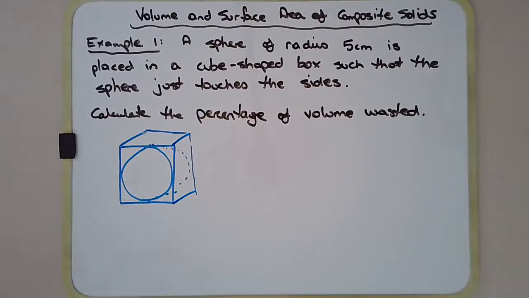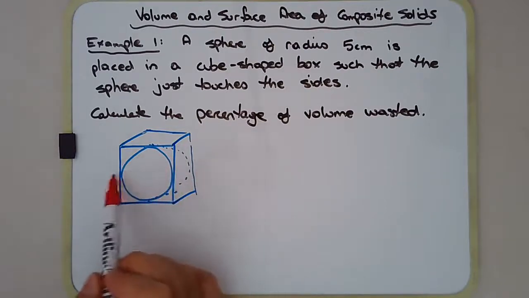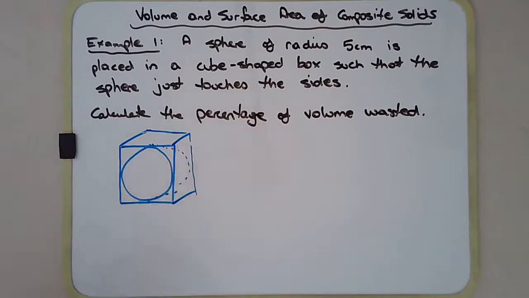Let's have a look at one example of volume of composite solids. This example seems to come up every so often, and I have actually seen this question or a very similar one. We have a situation where a sphere or a ball is placed inside a box, and it's a perfect fit basically, so the sphere touches the sides of the box, and it's a cube.